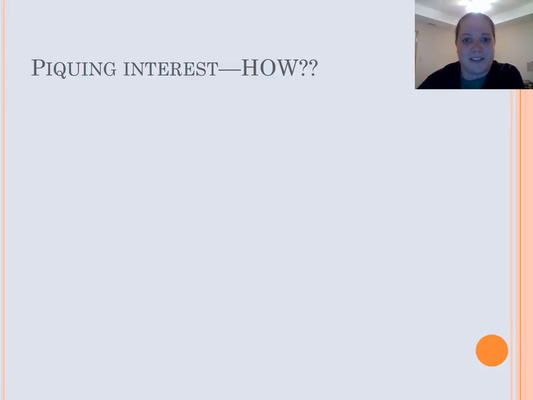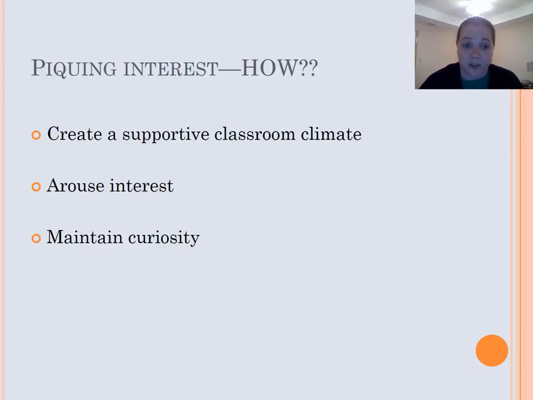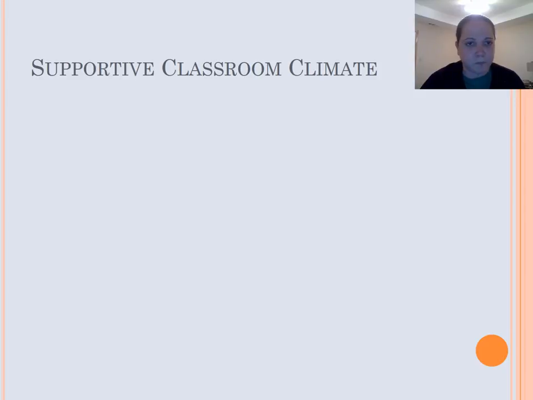So, piquing interest. This is the big one. Teaching science, I find that some subjects or some categories or topics that we discuss are very interesting. Some are very, very difficult to get the students interested in. And that's just kind of how it goes. So some ways to pique student interest is to create a supportive classroom climate, arouse interest via several ways that I'm going to discuss briefly, maintain curiosity, which is a difficult task, and varying modes of presentation.